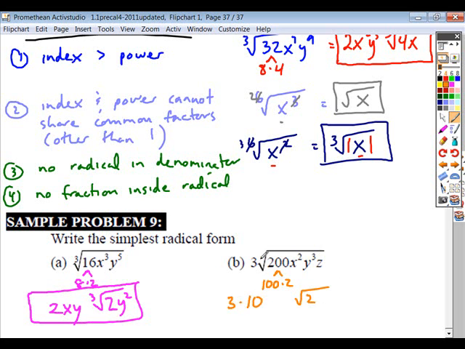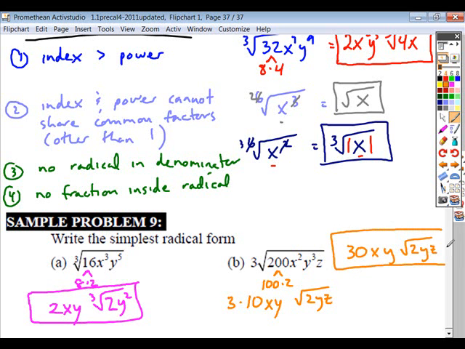Moving to the x's, how many groups of 2 can we remove from the x's? Just the 1, with how many x's inside? 0. How many groups of 2 can we remove from the y's? 1, with how many left inside? And then finally with the z's, we have just the z left over. Okay, so when we simplify this, we have 10 times 3, which is 30, x, y, square root of 2, y, z.